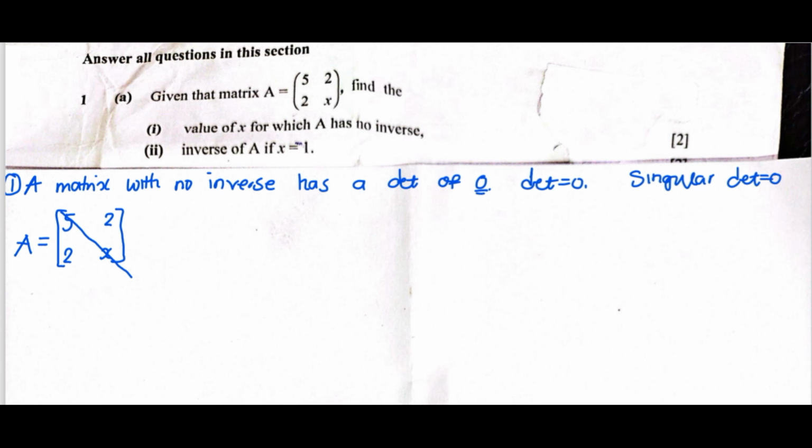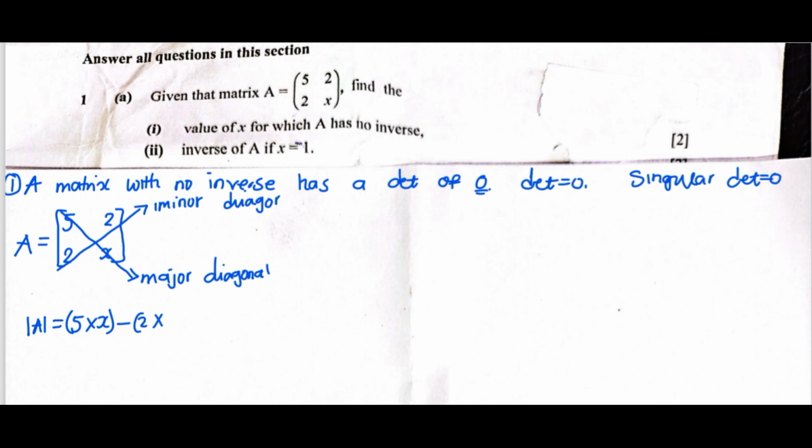So we first have to identify the major diagonal. So from the major diagonal, we have elements like 5 and x. Then in the minor diagonal, we have elements such as 2. Then the formula, the symbol for the determinant is this. So determinant of A will be equal to 5 times x minus 2 times 2.